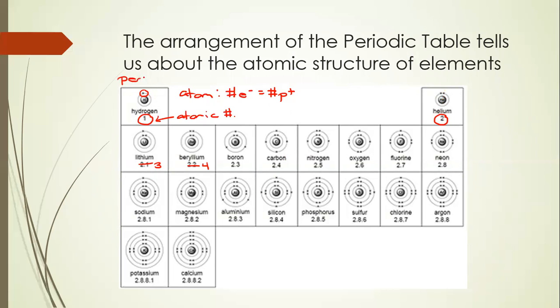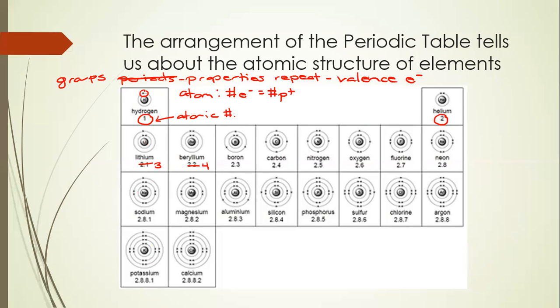Elements are arranged into groups in the periodic table, where properties repeat. This is because they have the same number of valence electrons.